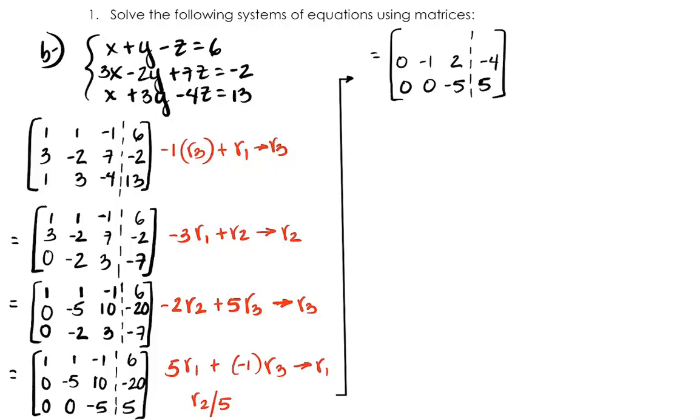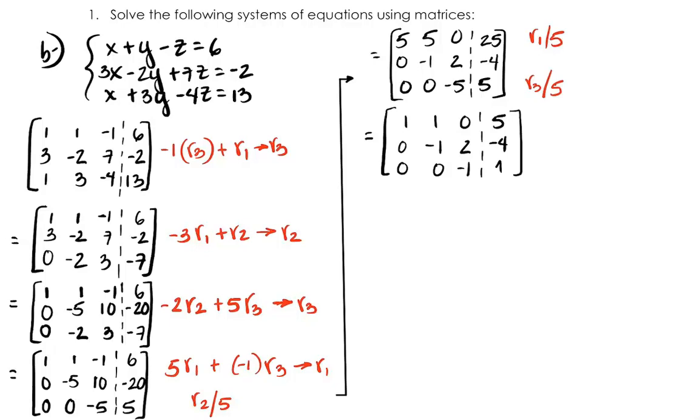Once we do that, we get 5, 5, 0, and 25. Divide row 1 and row 3 by 5 to simplify them. Now we're going to multiply row 3 times 2 and add it to row 2, and that will give us a new row 2.